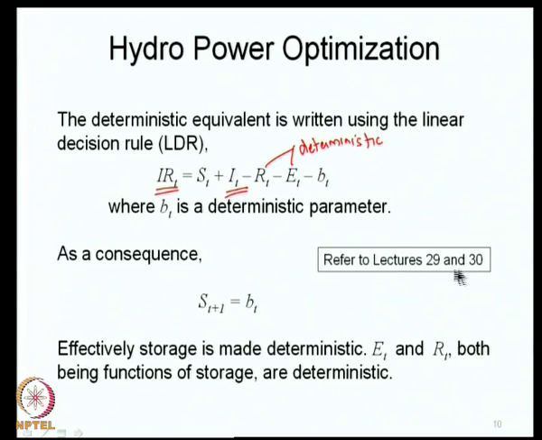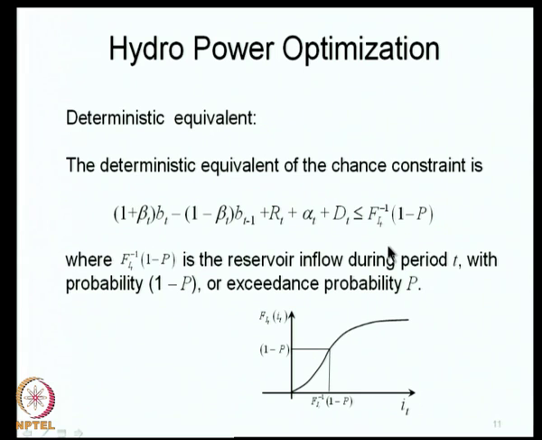Refer to lectures 29 and 30 and understand how we write the deterministic equivalents. You must know what this term is now, F I t inverse 1 minus P. F I t refers to the CDF, cumulative distribution function for the variable I t, and F I t inverse for a given value refers to the particular flow value I t.